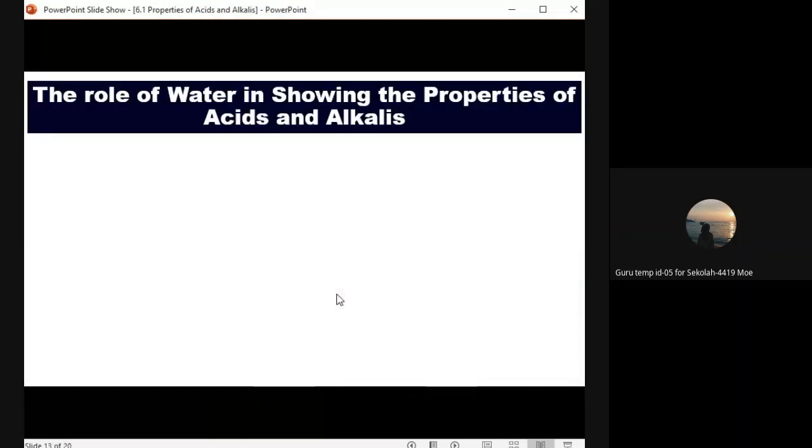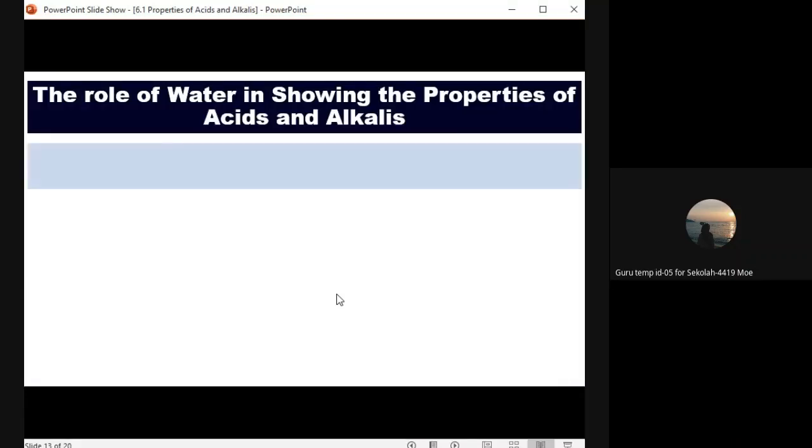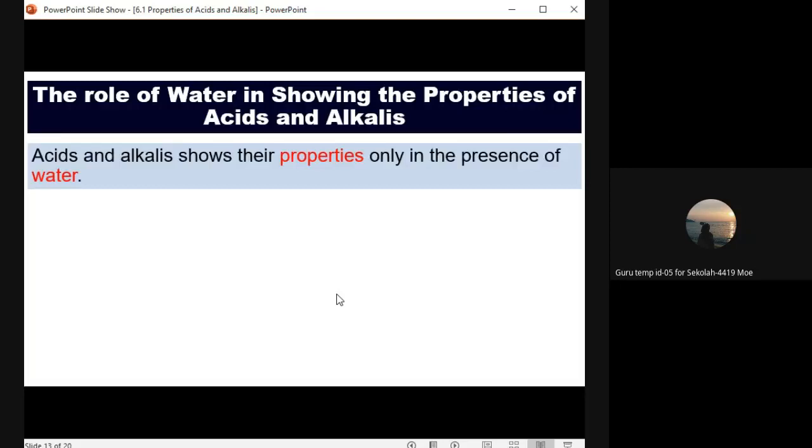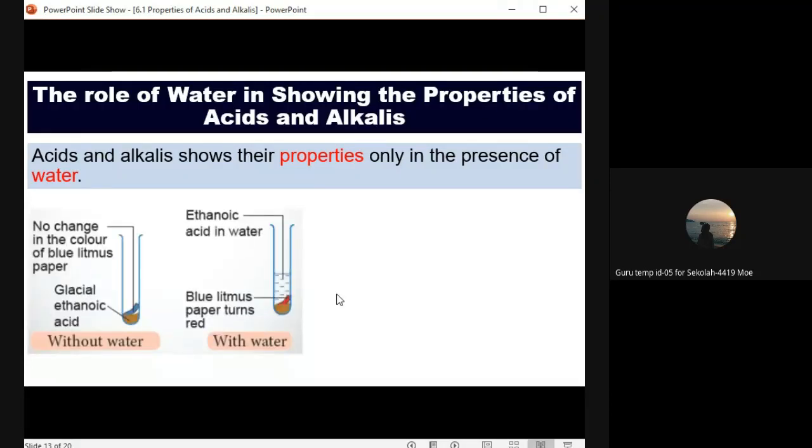Okay, and then another very important thing to take note of is the role of water in showing the properties of acids and alkalis. Acids and alkalis show their properties only in the presence of water. Let's look at this example. If we fill the test tube with glacial ethanoic acid, glacial here means there is no water. It is very dry.